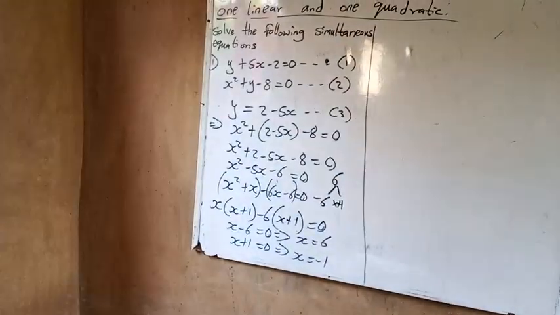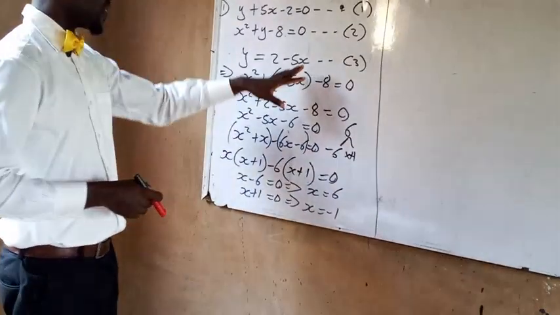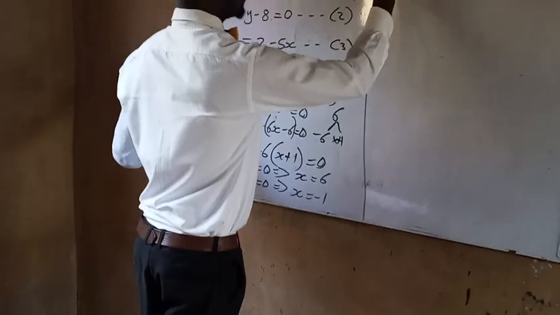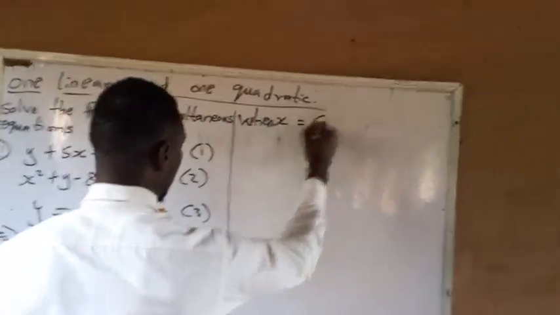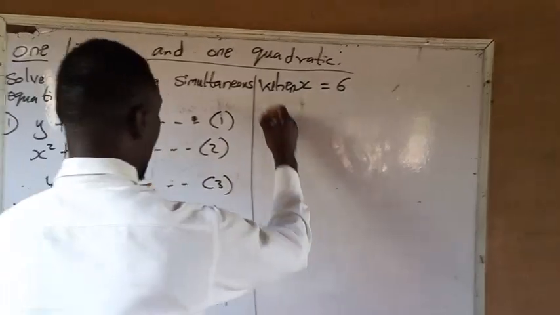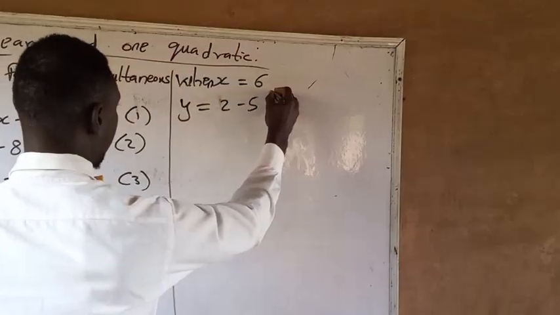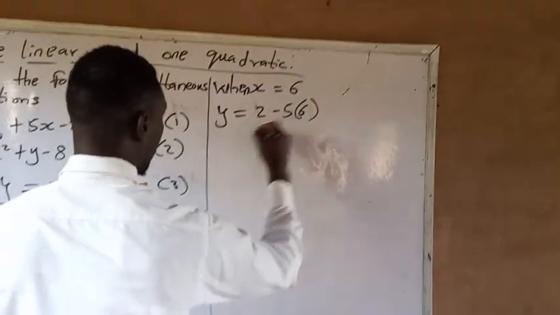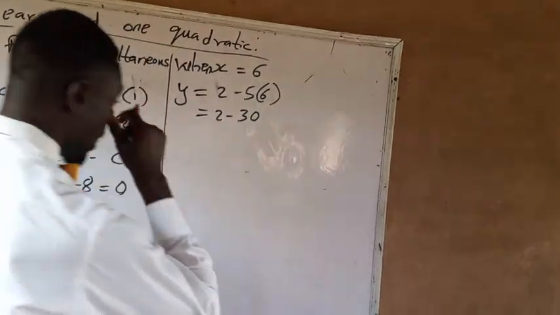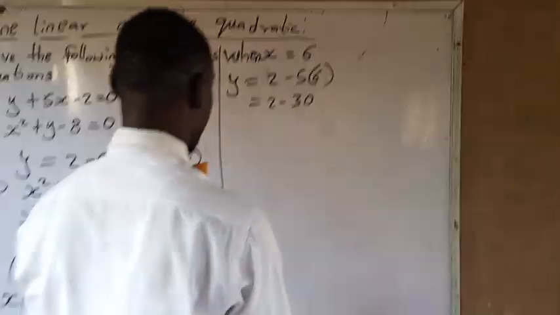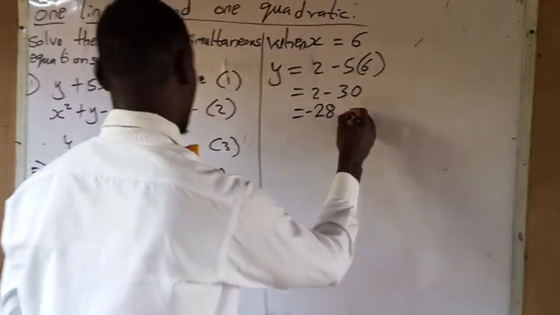So now at this junction, we have gotten 2 values for x. Now let us substitute these values into equation 3 and see what we get. When x is equal to 6, in equation 3 we have y is equal to 2 minus 5x. The x will now change to 6. We have this equal to 2 minus 30. 6 times 5 will give us 30. Now if you take 30 from 2, you have minus 28 as your answer.